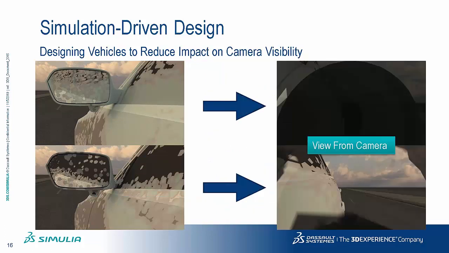If we look at what that means for the camera view, you can see here that when you have this kind of film on the camera, you've completely occluded it, whereas with the better design, you're still going to have a fair bit of visibility for the camera system.